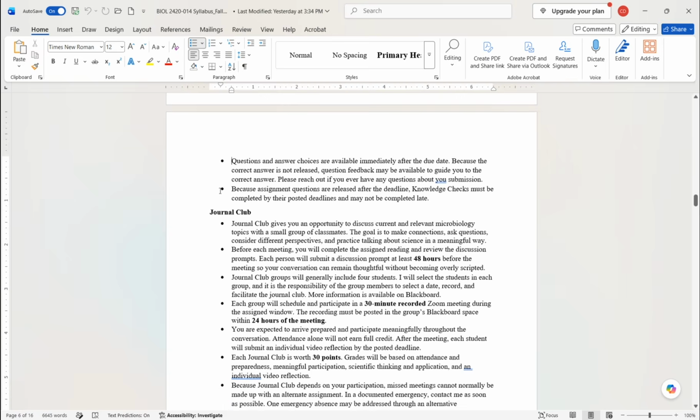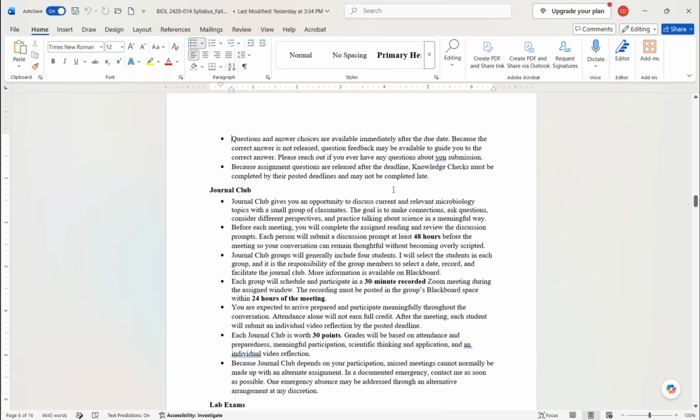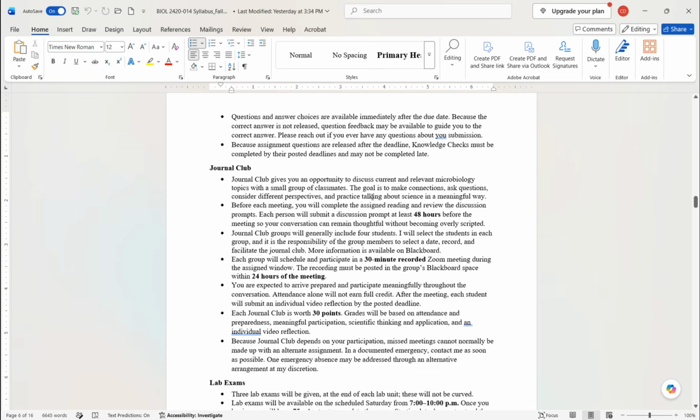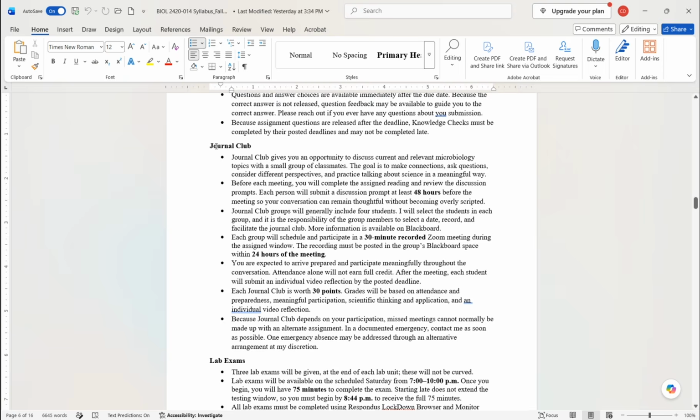All right, but y'all, because the questions are released right after the due date, no late knowledge checks are going to be accepted. Okay, so please make sure that you are aware of all of the deadlines. And Blackboard does a great job of reminding you of upcoming deadlines if you ask it to. You can set up alerts.